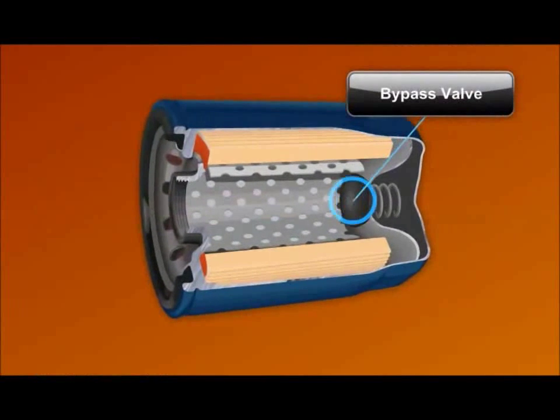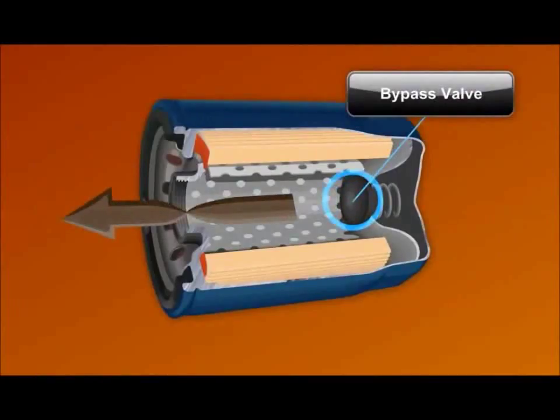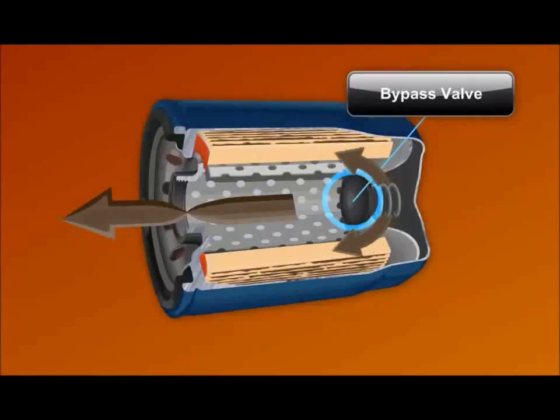To prevent a blocked filter from starving the engine of oil, the oil filter includes a bypass valve. Should the filtration media block too much oil flow, the bypass valve opens, allowing unfiltered oil past the blockage.